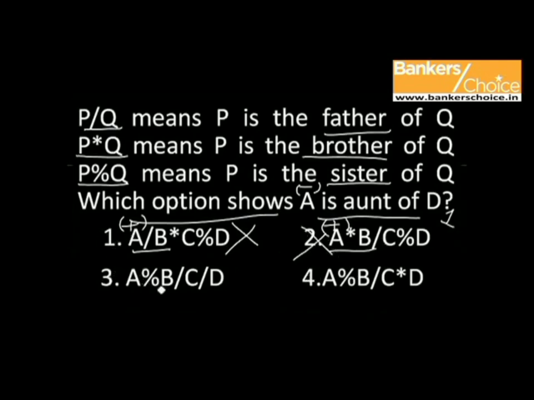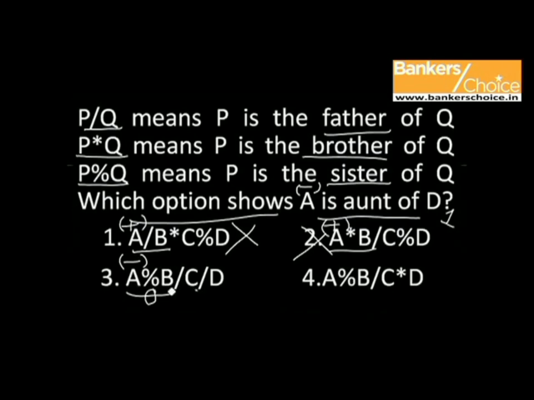Let us look at the third option. A percentage B means A is sister of B. Therefore, the gender of A is female. So the first condition is satisfied. As A is sister of B, the generation gap between A and B is 0.